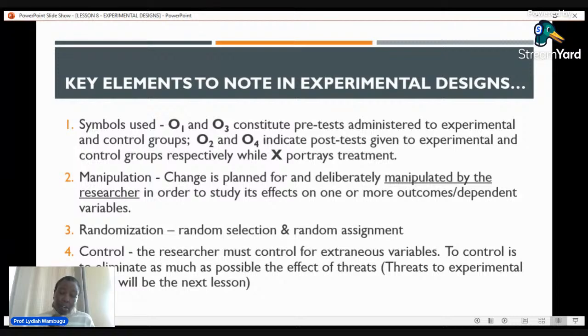Number 3, randomization. I think this we have talked about many times. Random selection and assignment. Number 4 is control. And we said to control is to remove as much as possible the effects of extraneous variables. And why do we remove them? Because they will threaten the validity of the experimental design.